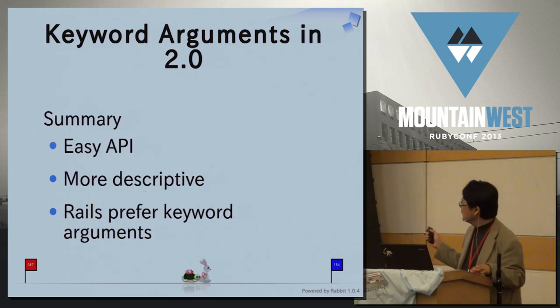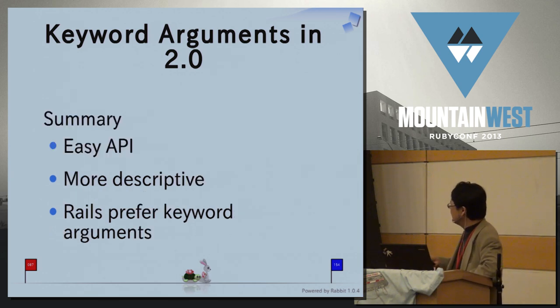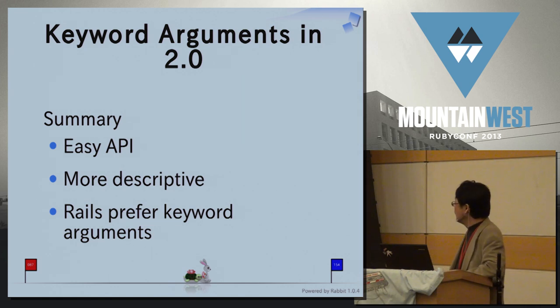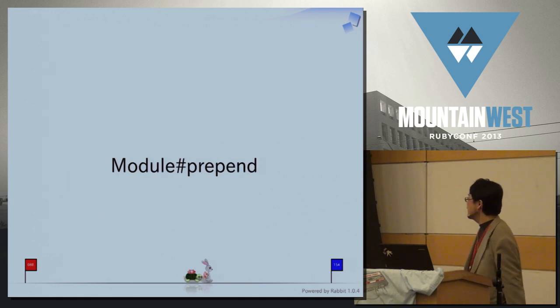So, an easy API that is more descriptive, and Rails prefers keyword arguments. Rails 4 uses keyword arguments if you run it on Ruby 2.0. This is keyword arguments. So then, go next.